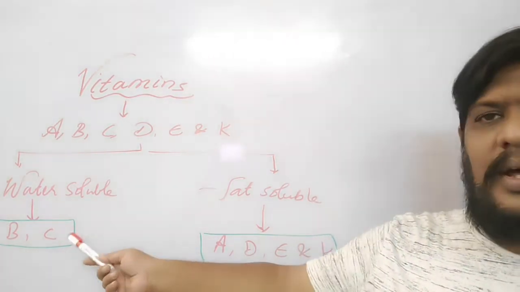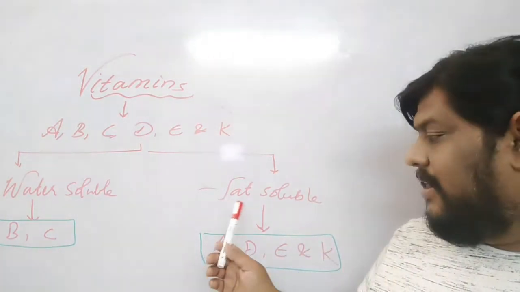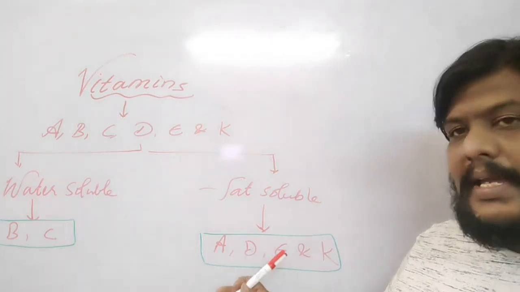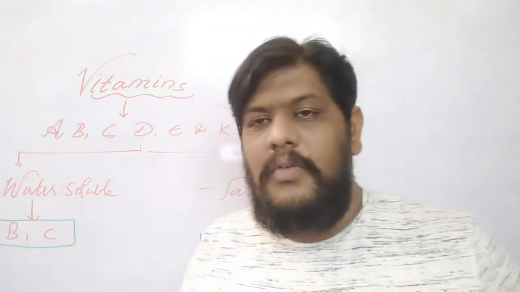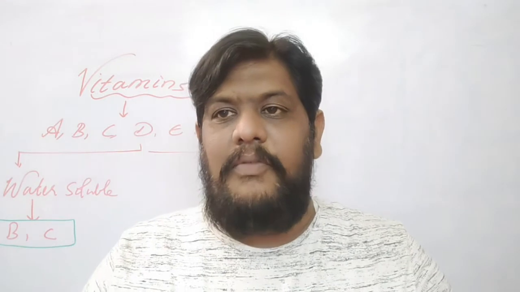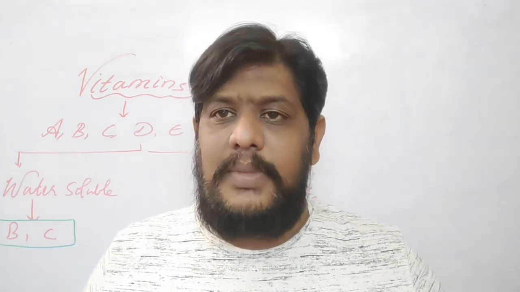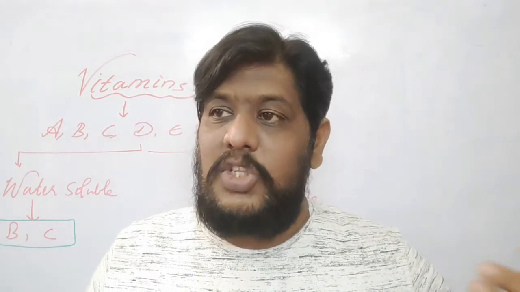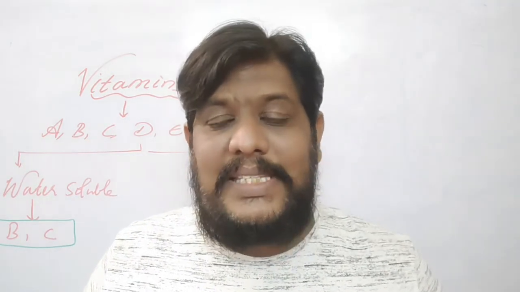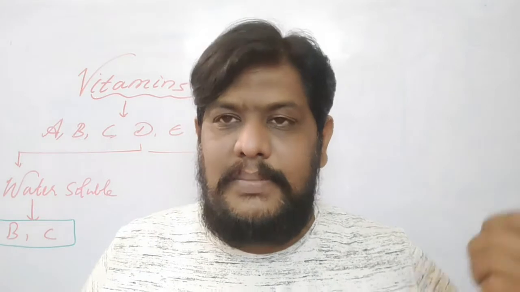So water soluble are B and C, and fat soluble are A, D, E and K. So now we are going to learn about the water soluble vitamins first. For the water soluble vitamins, we are going to see their sources, deficiency diseases and also symptoms.